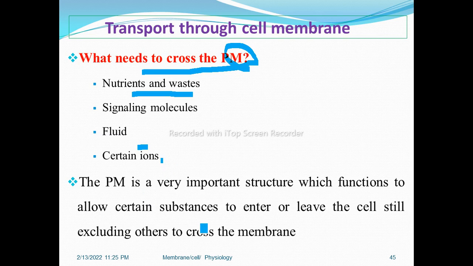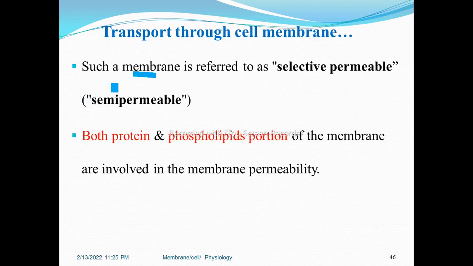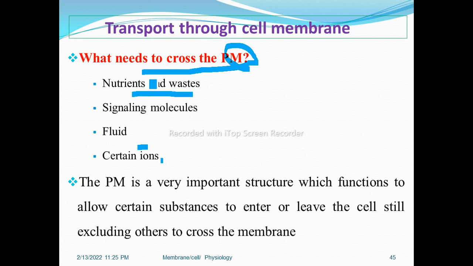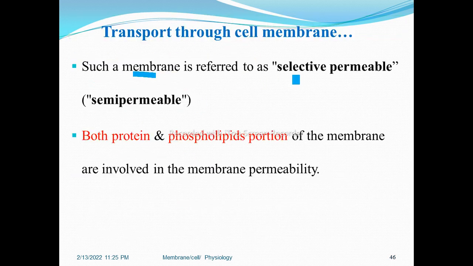The cell membrane or plasma membrane can pump other substances into and out of the cell against the concentration gradient. Such a membrane is called a selective permeable membrane or semi-permeable membrane. Selective means it passes by selection from the others. Semi means by half. It's the same meaning. So the cell membrane is selectively permeable or semi-permeable.